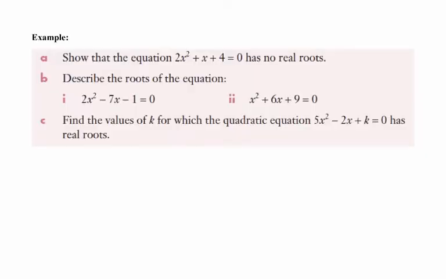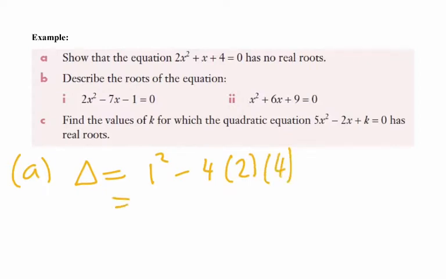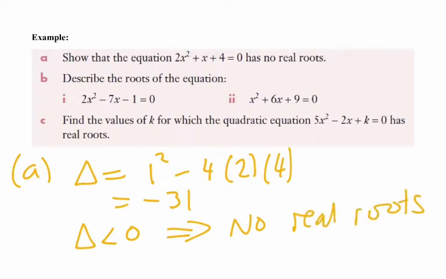Now, let's look at the first question here. Show that this equation has no real roots. So all I've got to do for my first answer is show that delta is less than 0. So I'm going to calculate delta. That's going to be 1 squared minus 4 times 2 times 4. So it's going to be 1 minus 32, which is minus 31. So all I've got to do then is say delta less than 0, which implies no real roots.